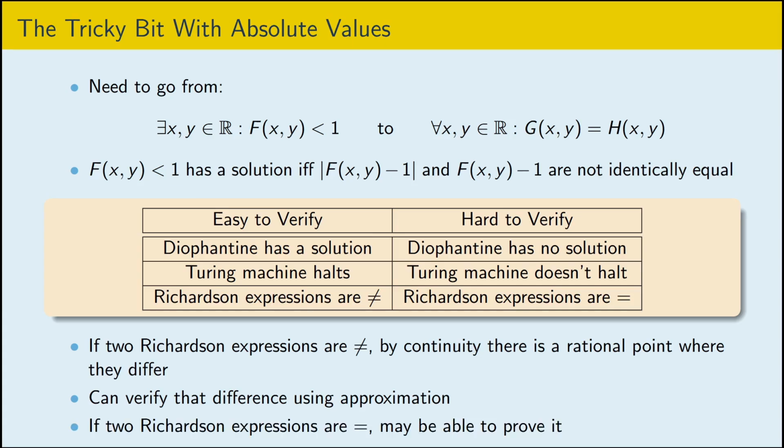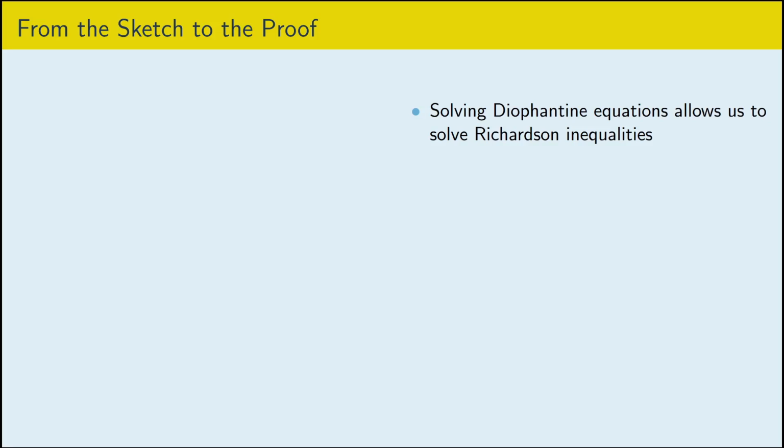And just like how we have some heuristic techniques that can sometimes show that a Diophantine equation has no solution, or a Turing machine doesn't halt, there are some heuristic techniques using algebraic rewriting rules that can sometimes easily show that two Richardson expressions are equivalent, but they can't handle all cases. So we've seen how we can go from determining if Richardson inequalities have solutions to determining if Richardson expressions are equivalent, but first, we're going to have to get from solving Diophantine equations to solving Richardson inequalities.